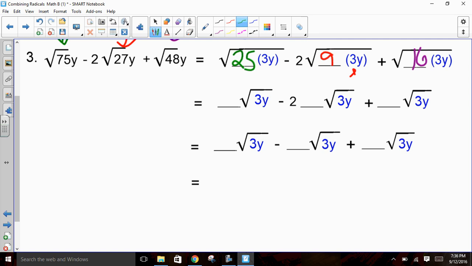Now I'm going to take the square root of 25. The square root of 25 is 5. So that 5 gets to come out. I have the 3y left over. Next, I'm taking the square root of 9, which is 3, which means that 2 and that 3 are going to get multiplied together. You do not magically create the number 23. Your operations stay the same. You're still going to be multiplying. And then the square root of 16 gives me 4.